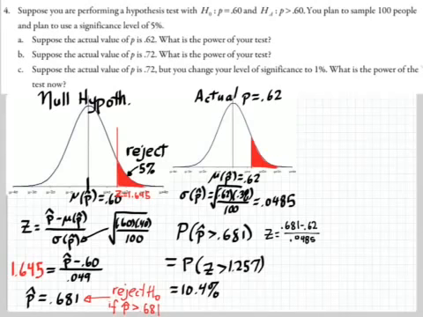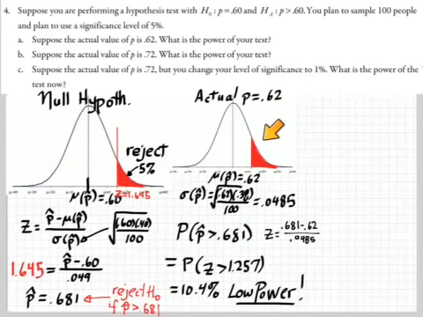So that's fairly low. This test has low power. We are not likely to reject this null hypothesis. I mean, we'd like to. Our alternate hypothesis is p is greater than 0.60, and it is. It's 0.62. But our likelihood of doing so is very small.